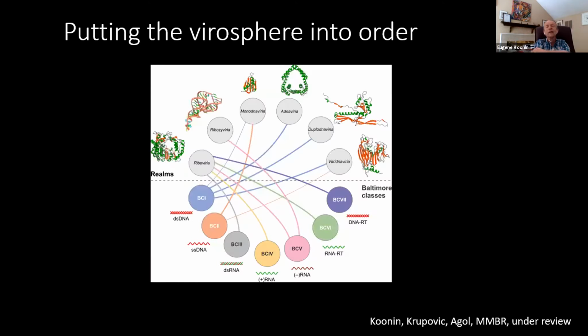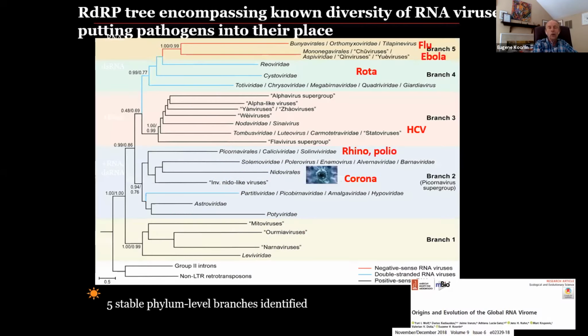So, putting the entire virosphere into order. This is a slide from our forthcoming article with Mart, where we connect the so-called Baltimore clusters of viruses, that is the large-scale, high-level classification based on the genome expression and replication strategy, with the phylogenetically established realms of viruses. This is pretty solid now, as you will probably see from Mart's talk.